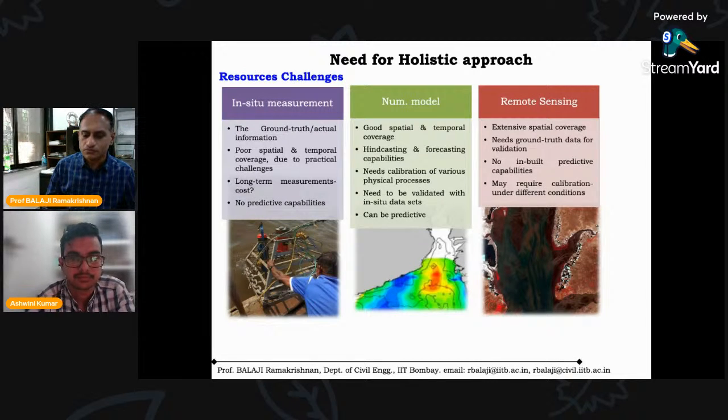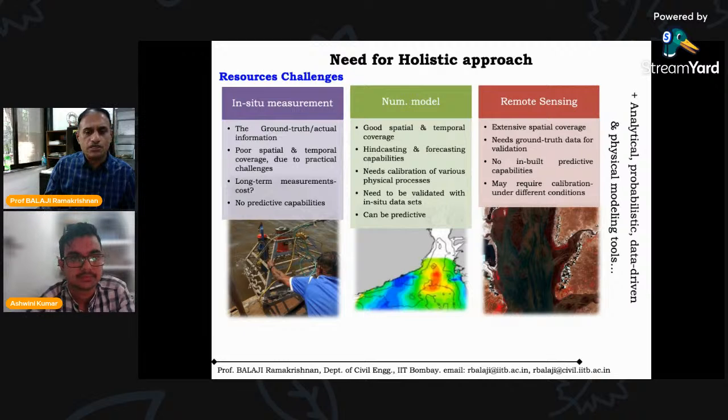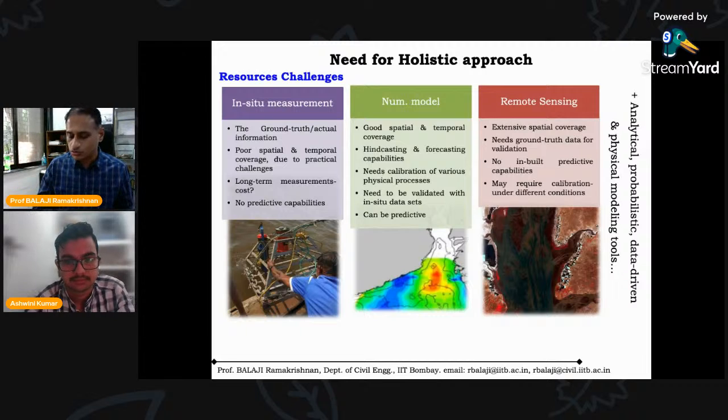On top of that, you also sometimes use models like analytical models and probabilistic models. If we have a lot of data and you really have a lot of randomness, then you use some kind of probabilistic approach, and we also do physical modeling tests in the laboratory and so on and so forth.